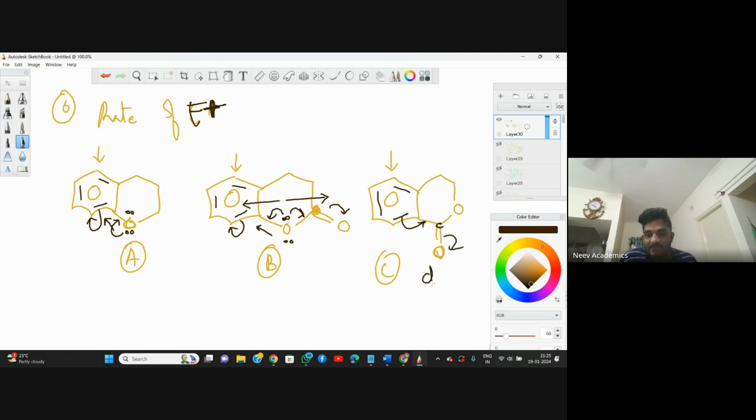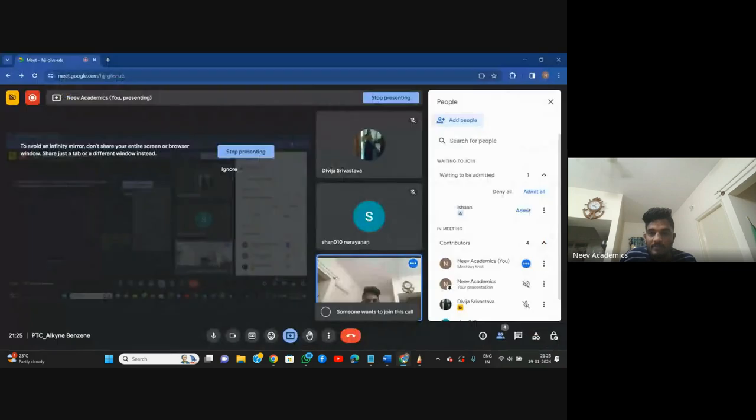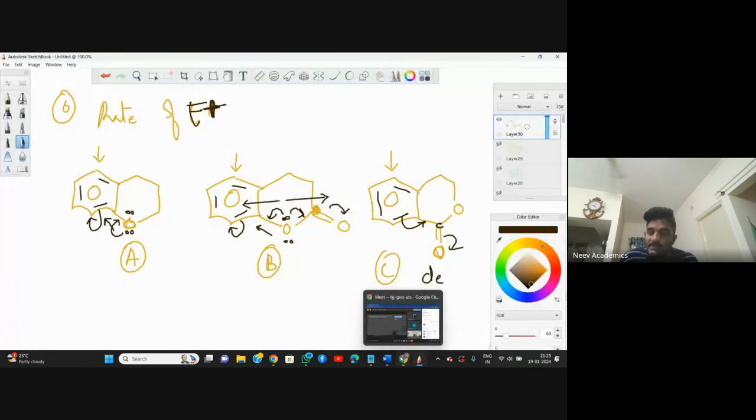So it is deactivating, so the rate will be very less. It is going to deactivate the benzene. So the rate will be less for C, that is for sure. Correct or not? Now we are comparing A and B.